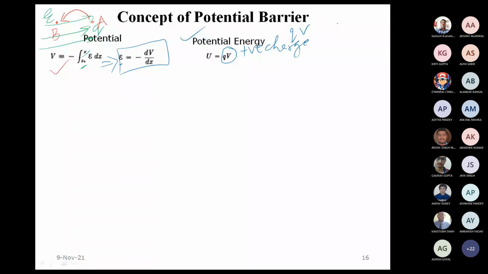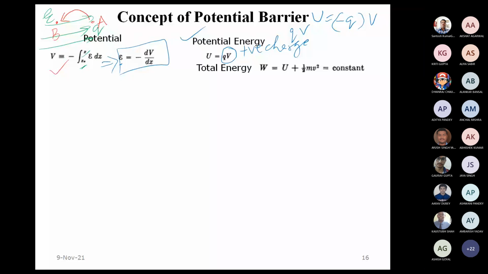If we have, on the other hand, a negative charge, then we have to replace this q by a minus q, and our potential energy will become minus q times V. Okay, so these are some remarks here.